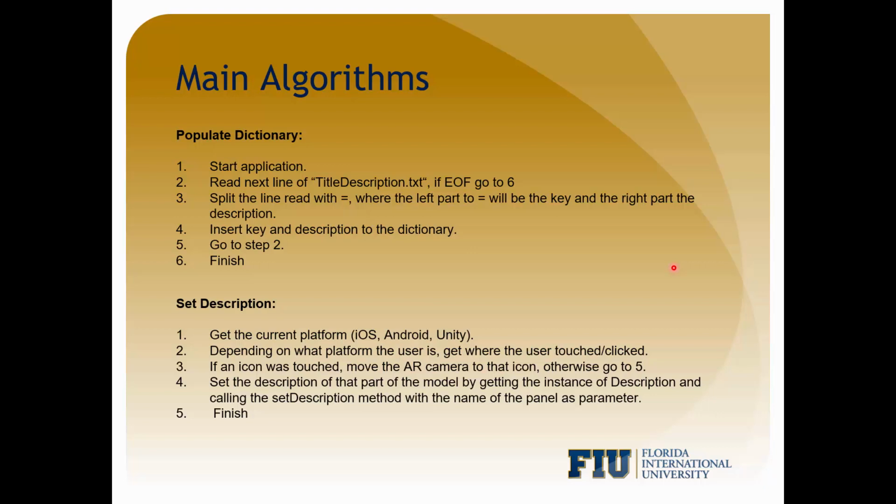So if an icon was touched, we zoom to that icon. Then if we actually hit an icon, we call the setDescription method. It takes the name of the panel, and based on that name, it looks in the dictionary for the description for that name. Then it looks for the object with the name of the panel, and sets the description with the text retrieved from the dictionary.